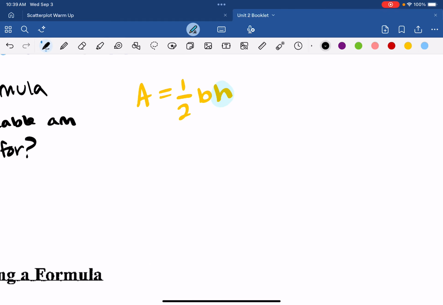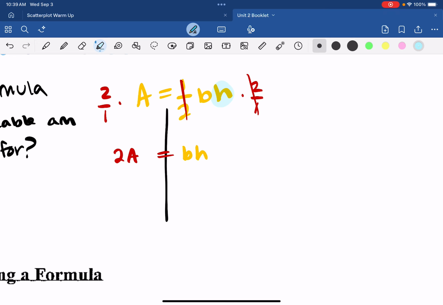So here we go. Draw my line down. I'm going to get rid of my fraction first. If we remember, to get rid of a fraction, we multiply both sides by the reciprocal. So I'm going to multiply both sides by 2. That goes away. I'm left with 2a equals, and then on the other side I have bh.